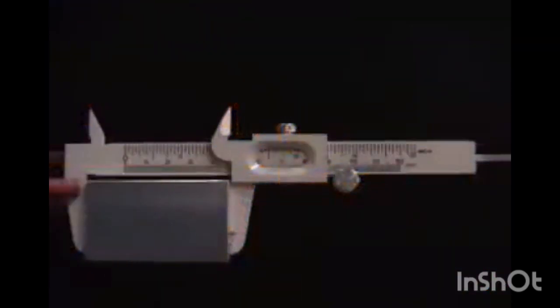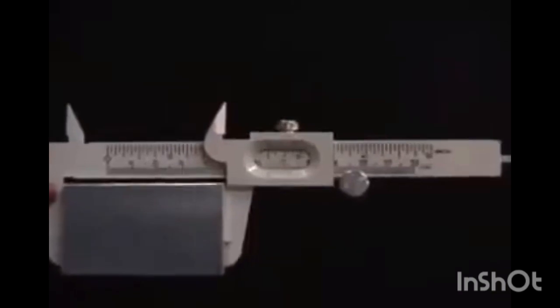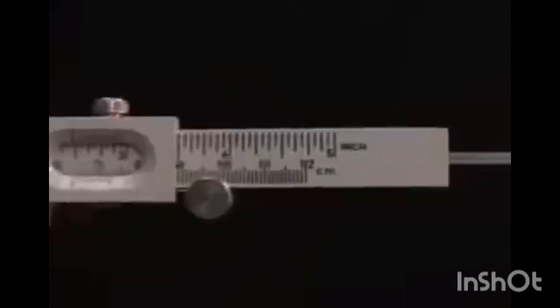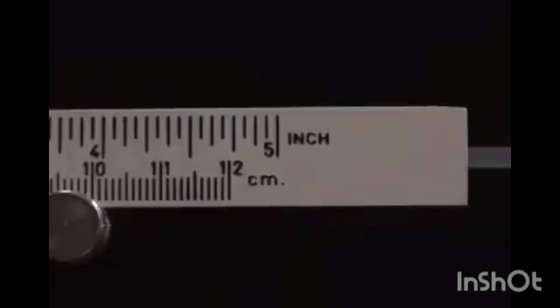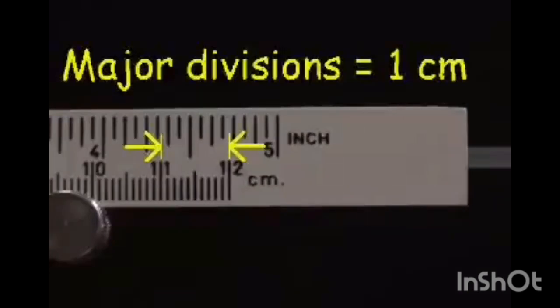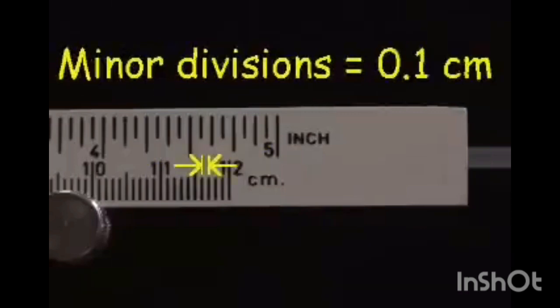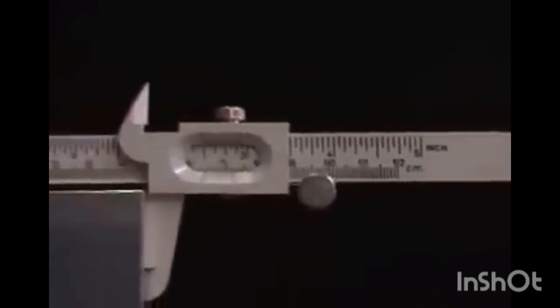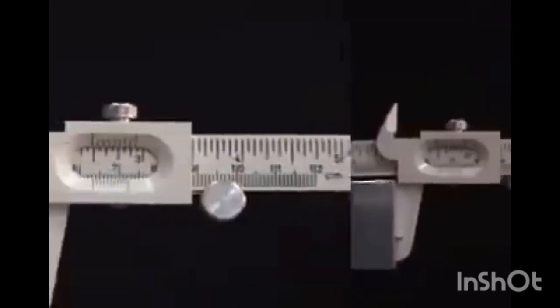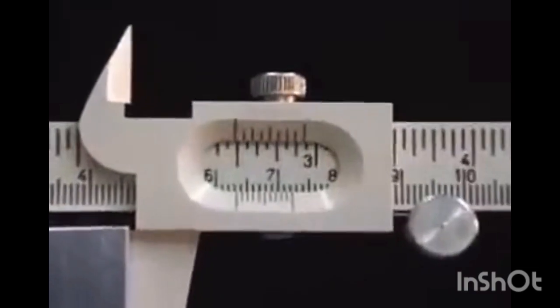Most vernier calipers purchased in the United States give readings in both inches and centimeters. As always in physics, we will work with metric units. Like a meter stick, the vernier caliper is calibrated in centimeters with the minor or smallest divisions in millimeters. However, unlike a meter stick, the vernier caliper allows the fractional part of the smallest division to be accurately determined, not merely estimated.